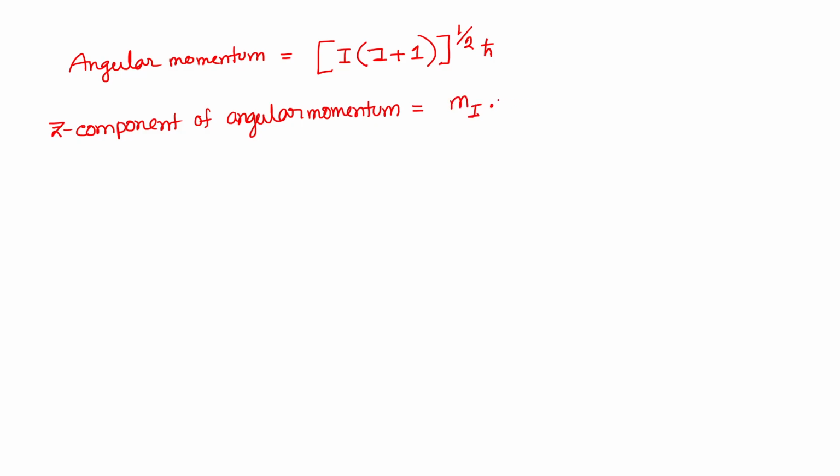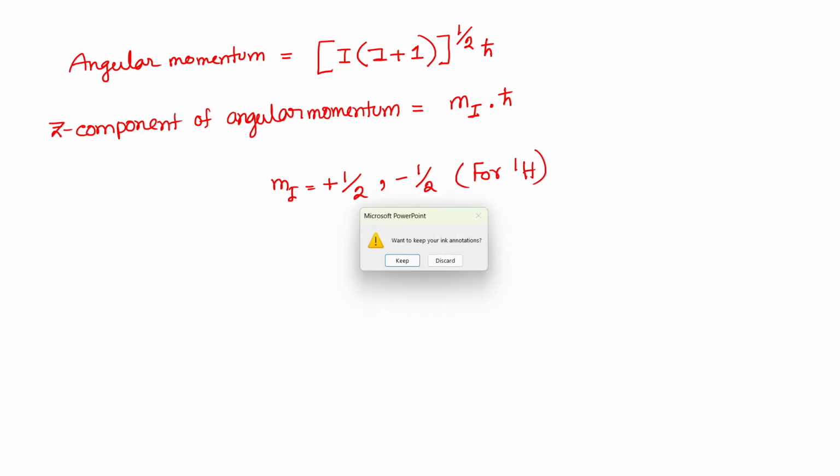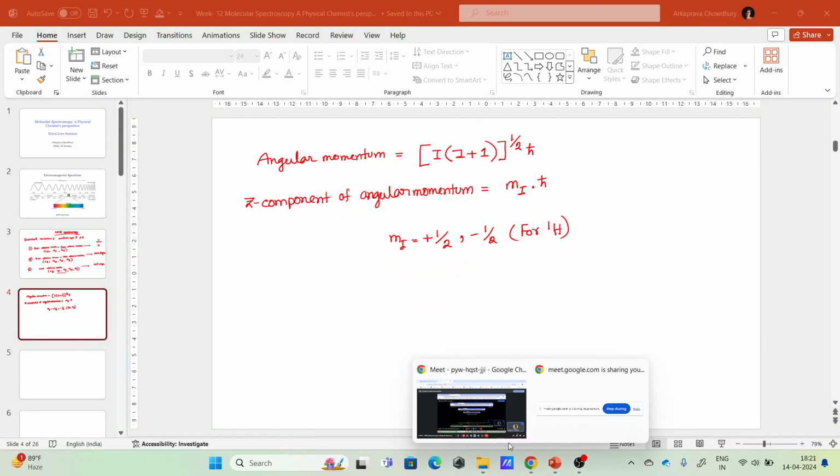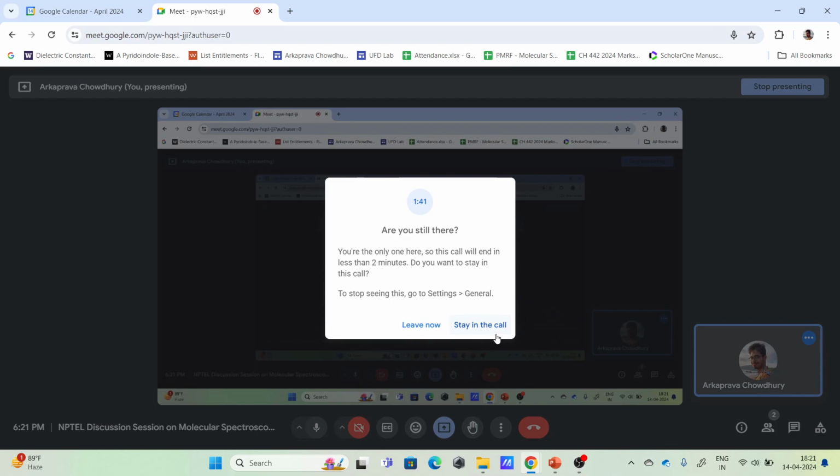mi into h-cut, where mi is your different spin, and mi can be plus half and minus half, particularly for hydrogen or proton NMR, or even 13C.